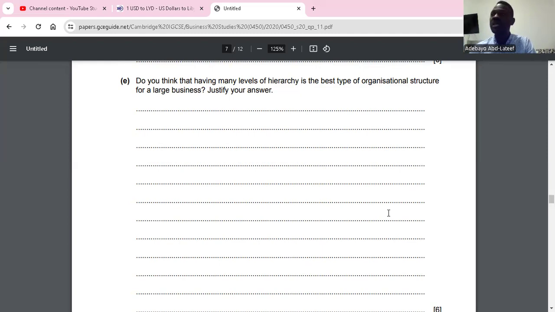And a tall structure will bring about a long chain of command. Do you know that? So here I wrote, having many levels of hierarchy implies a tall chain of command. It could be beneficial to the organization based on the following reasons. 1, it reduces the span of control, which means managers will have fewer employees or subordinates to work under. As a result, that will bring about efficiency for managers. So they might be able to do more because they have few employees to watch over. So that means they might be more efficient. Clear?